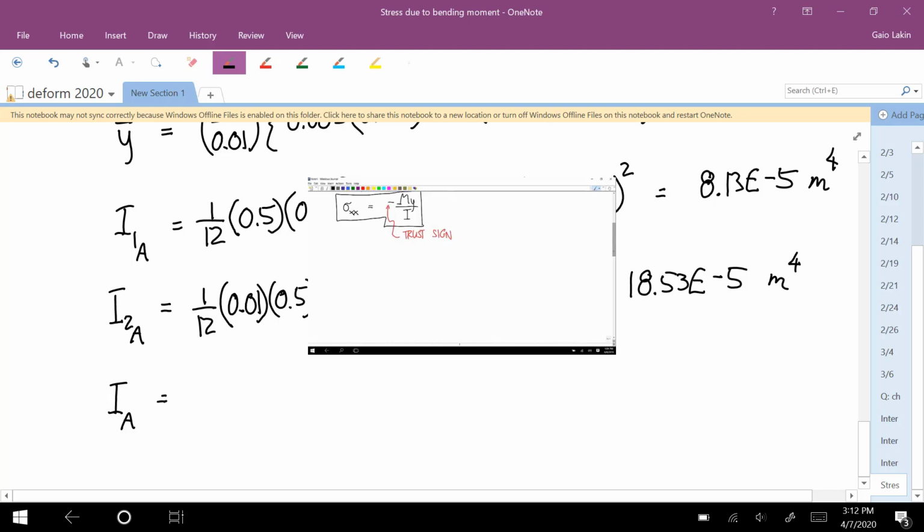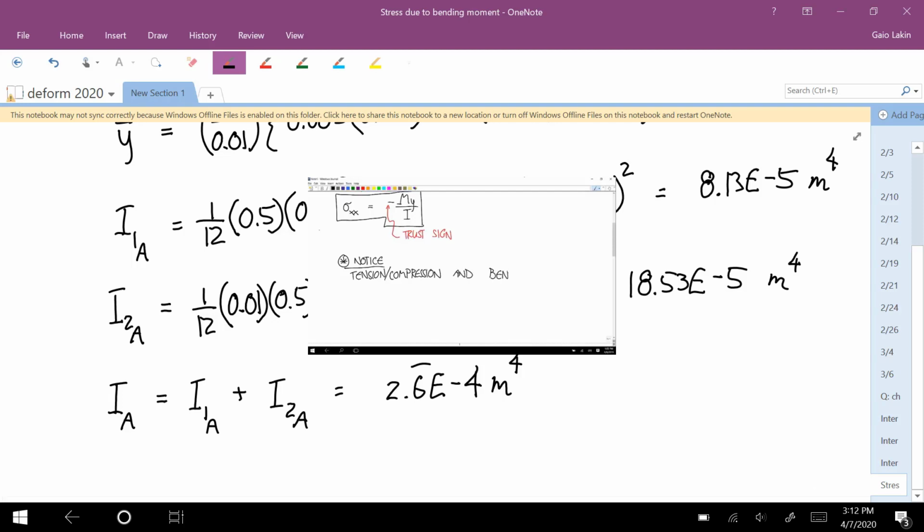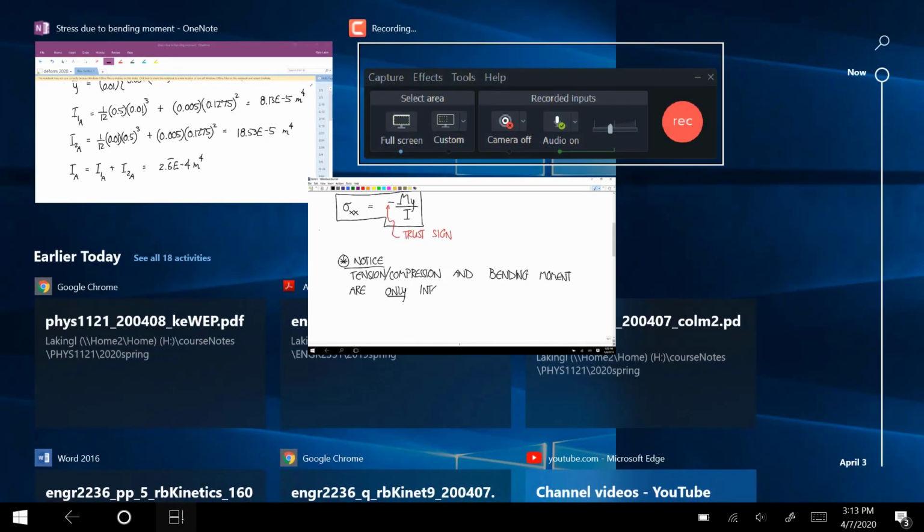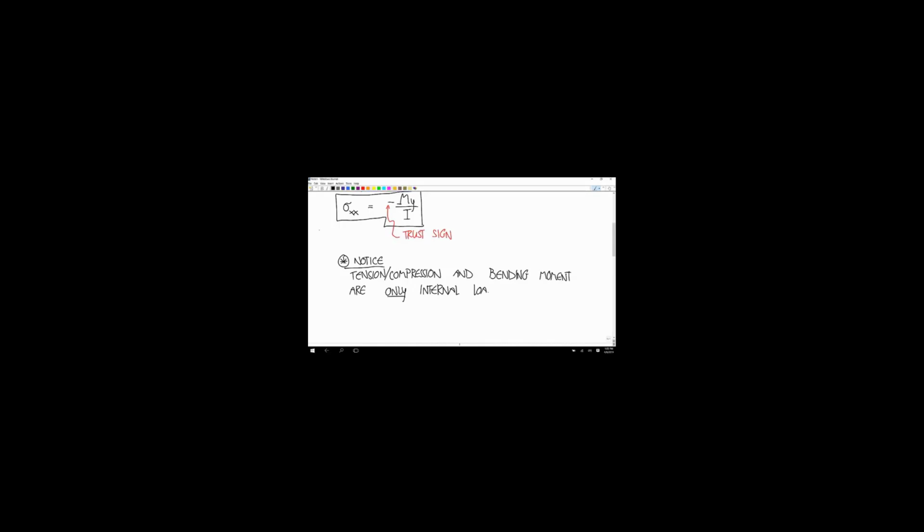And so I'm going to do an example problem. Let me write this first. So notice, tension compression and bending moment are the only internal loads that cause normal stresses.